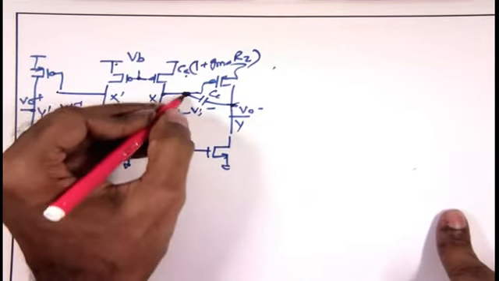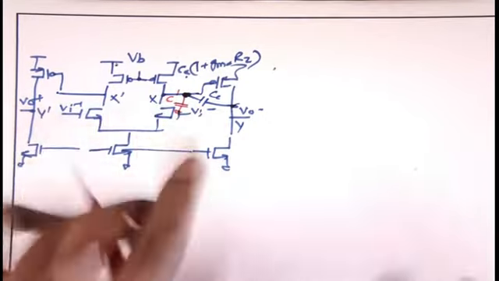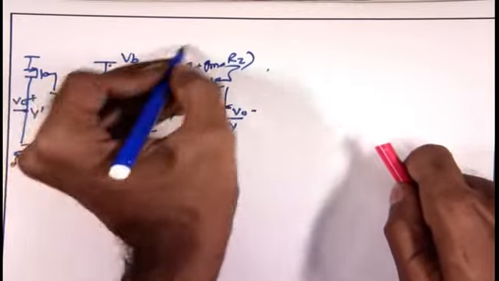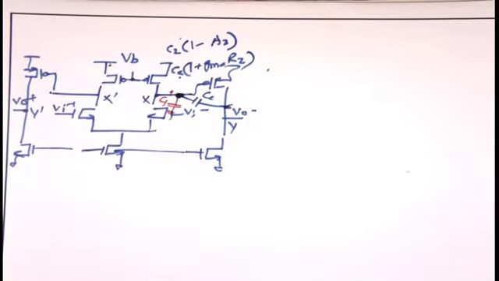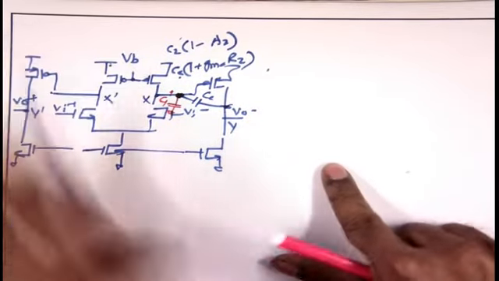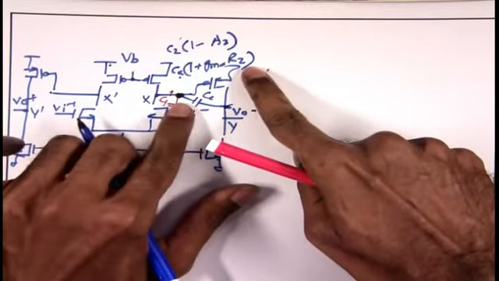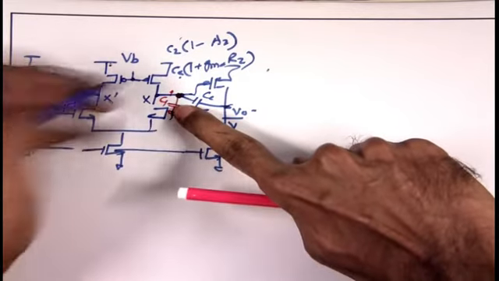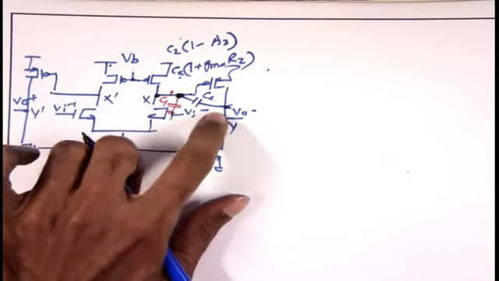So this is by Miller multiplication, the C effective at the first stage, you can call it C1. So C1 will be given by CC times 1 plus GM R2, basically 1 minus A2, and that comes from the Miller effect that most of us are familiar with. Therefore, it can give us a big boost by using a nominally small value of CC. We can get an effectively large equivalent C1, which can make the node X a dominant pole. So that is the purpose of using CC between the nodes X and Y.